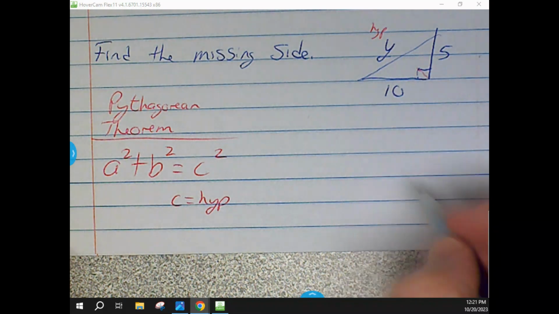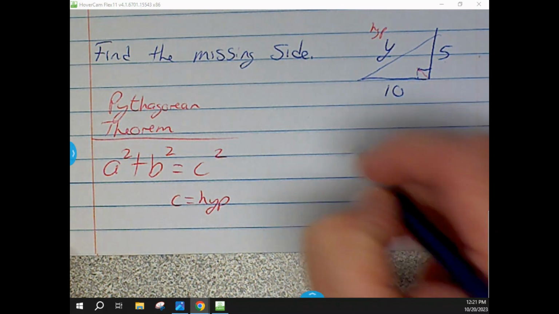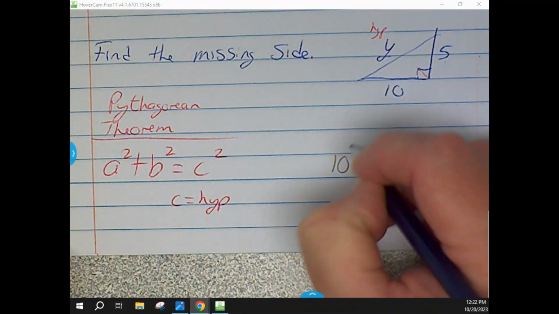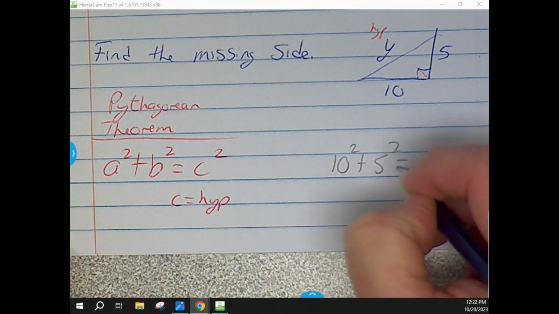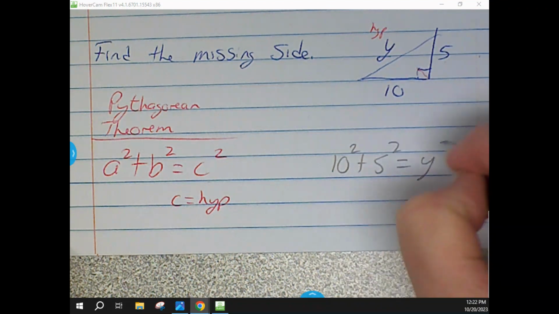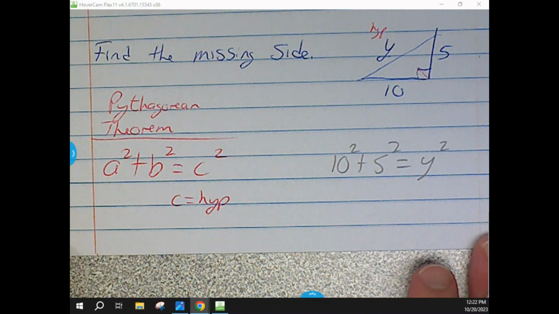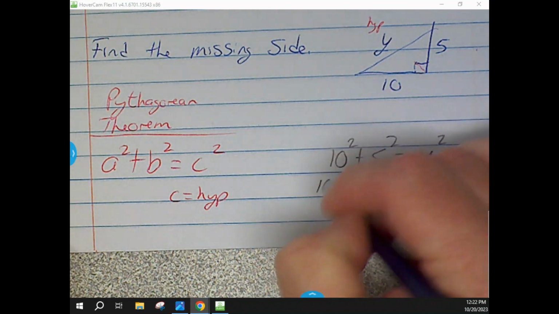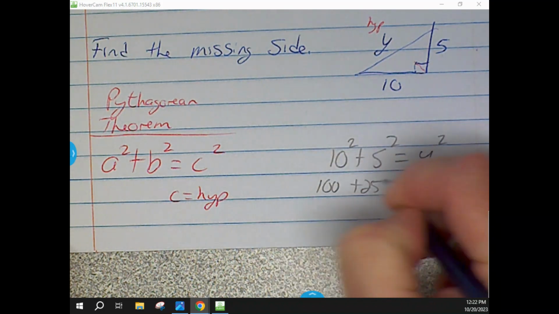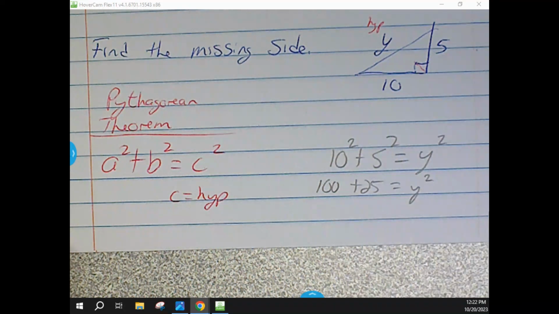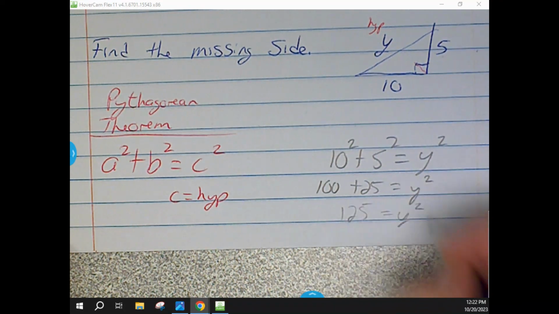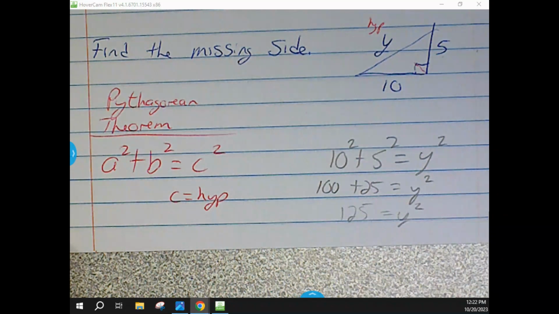Okay, so for that one, we'll just say that A is 10 and B is 5. So if we do A squared plus B squared equals C squared, that's 10 squared plus 5 squared equals y squared, which we don't know. Okay, 10 squared is 100. 5 squared is 25. Add those two together. So we got 125 equals y squared.